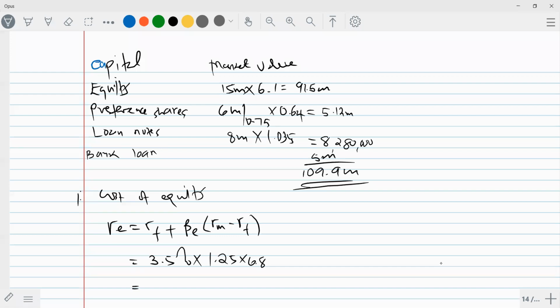Be careful here: you're going to multiply by 6.8 because 6.8 is RM minus RF. So don't do 6.8 minus 3.5. 6.8 is not the return of the market; 6.8 is the equity risk premium. So be careful there. That gives us a cost of equity of 12%. Confirm.